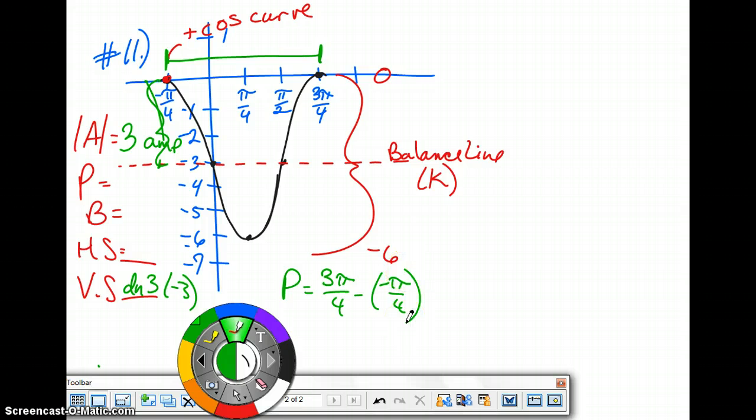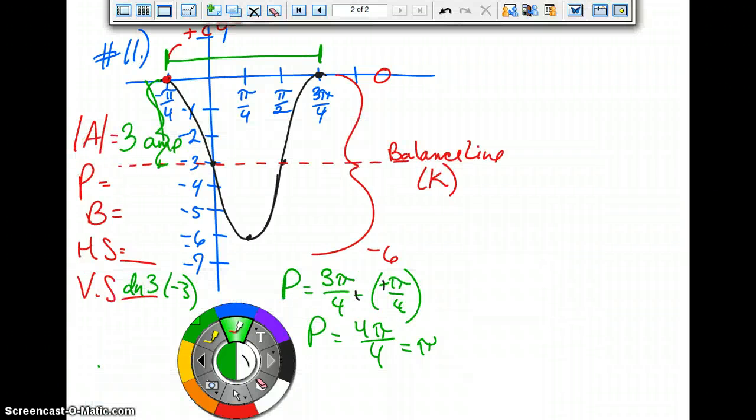You take the actual spot, so negative pi over 4. So this would be plus plus, that gives you 4 pi over 4, which is simply pi. Now we have something else that happened here. We don't have this pretty 2 pi over something thing going on, so we're going to have to figure out from this what our B value is.